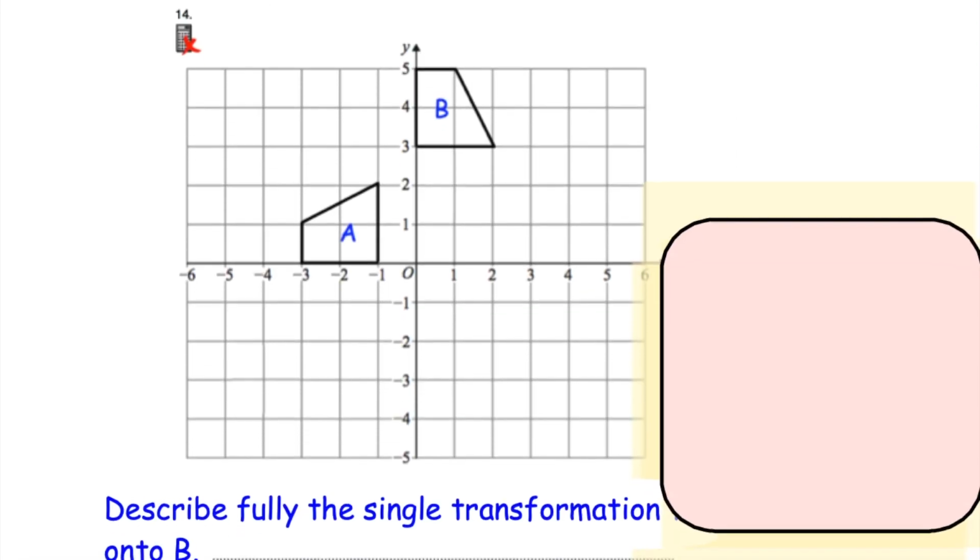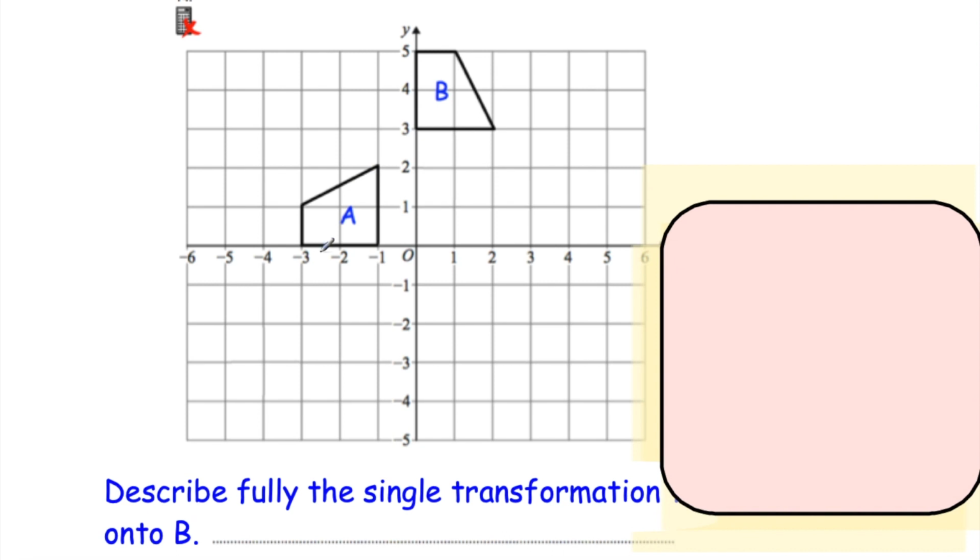So our next question, we have got two quadrilaterals. We've got this trapezium and this trapezium, A and B. And we've been asked to describe fully the single transformation, can't quite see it here, that maps A onto B. So we want to see how do we get from A to B. So is it a translation? No. Is it a reflection? No. Is it an enlargement? No. Is it a rotation? Yes, I think it is.